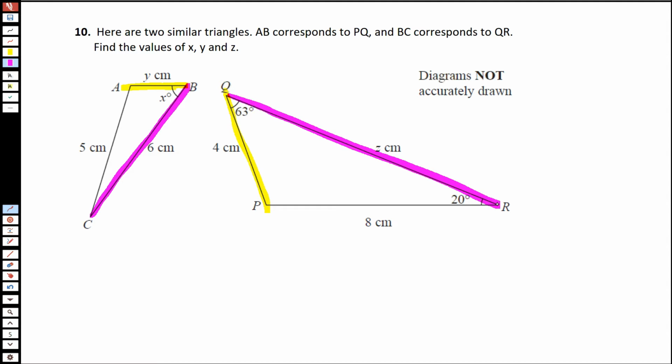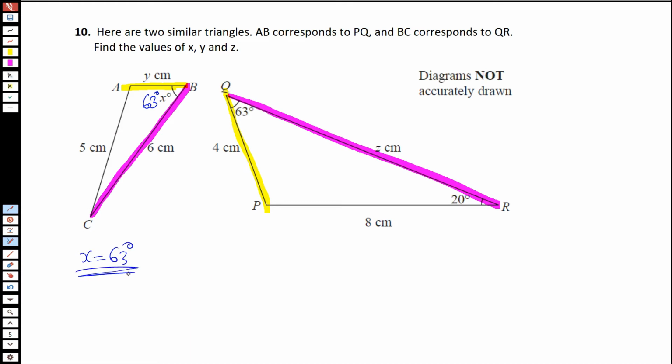So, I mean, you can also use a highlighter if you want, just to give you an idea of what corresponds to what. So they want us to find the values of X, Y, and Z. Now, obviously, just by inspection, you can see clearly that these two angles should be equal. So X will be 63 degrees. So X is 63 degrees.